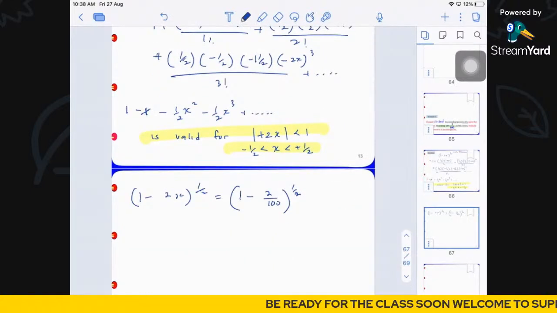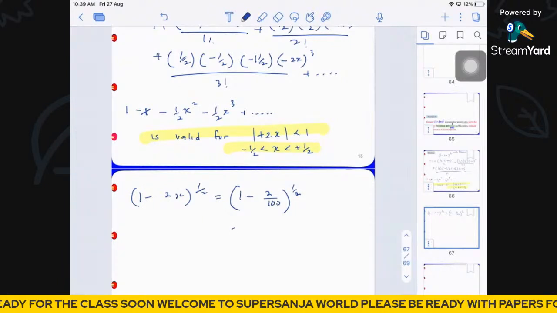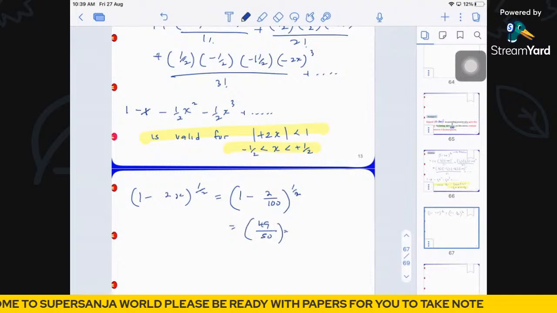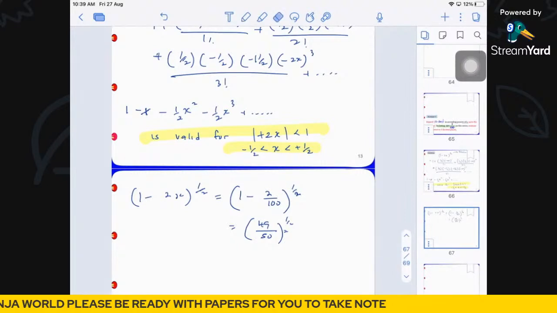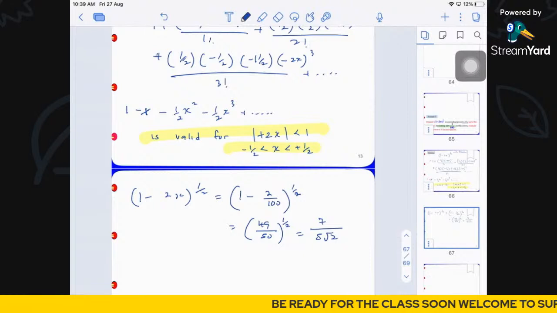Now 1 minus 2 over 100, I get 49 over 50. Yes or not? I get 49 over 50 there, and this is power of half, power of 1 over 2. So that is 7 over square root 50. Square root 50 is 5 root 2. Agree everybody? Don't believe? You can put square root 50.